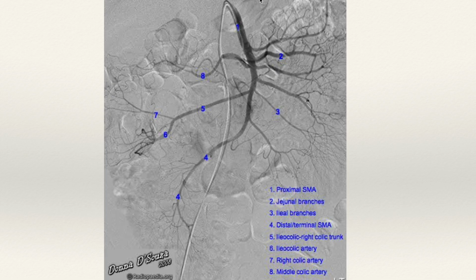Now, the anatomy of the SMA. This is the SMA main trunk, of which the first branch on the right side will be the inferior pancreaticoduodenal artery, which is not shown here. Then you will have the middle colic artery, and then the ileocolic right colic trunk, which further divides into the ileocolic artery and the right colic artery. Here you will have the terminal SMA. Here are the jejunal branches on the left side, and below them will be the ileal branches.